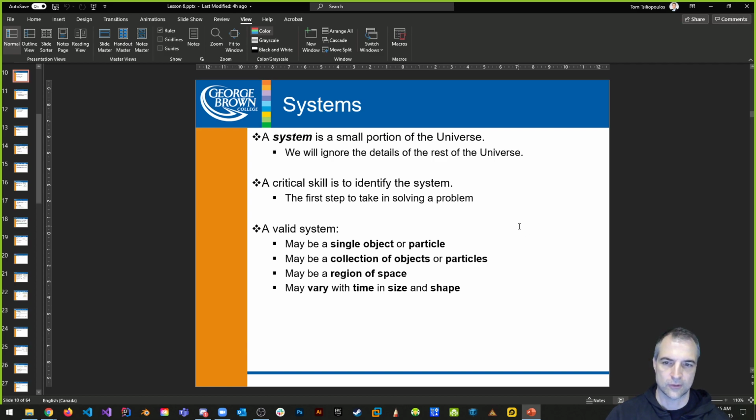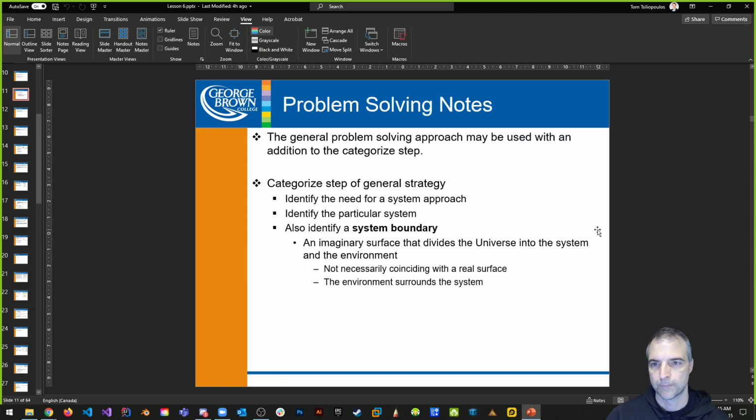A critical step is to identify the system. So that's the first step. A valid system may be a single object or particle or game object, some kind of collection of objects or particles or game objects, all right? And it could be a region of space or a part of the addressable space in a game, okay? And it may vary with time in size and shape. So the system can change size and shape, which makes sense. So when it comes to problem solving, what we want to do is identify the system boundary, where the system starts and where the system ends. Again, when I think about boundaries, in my mind, I'm thinking container, right?